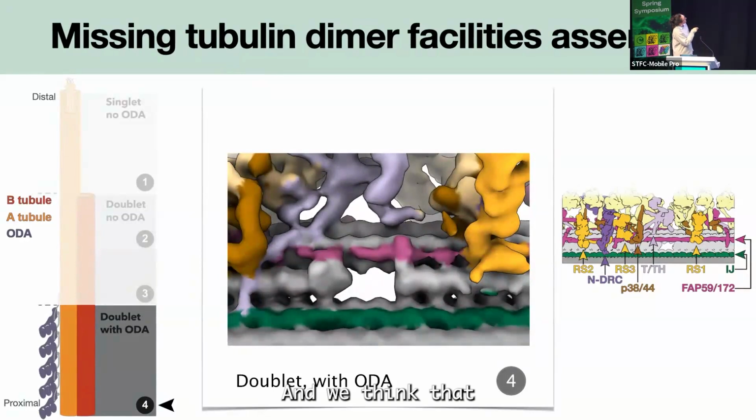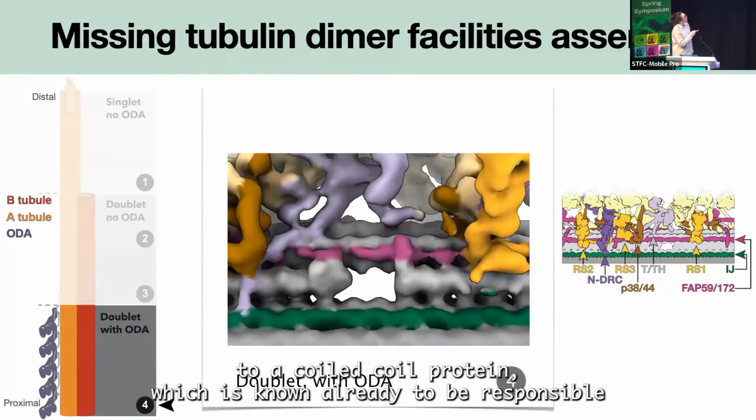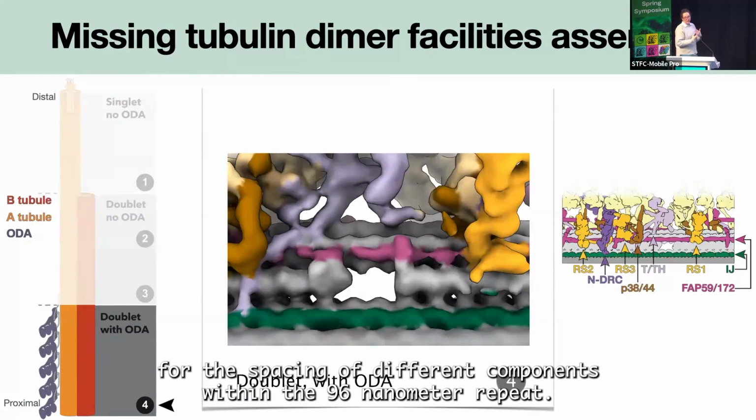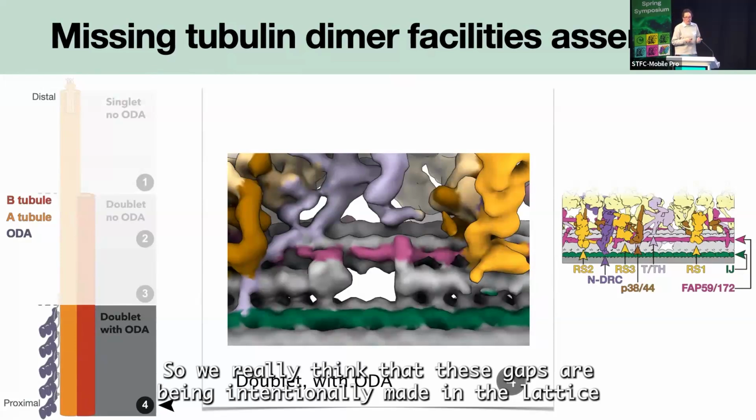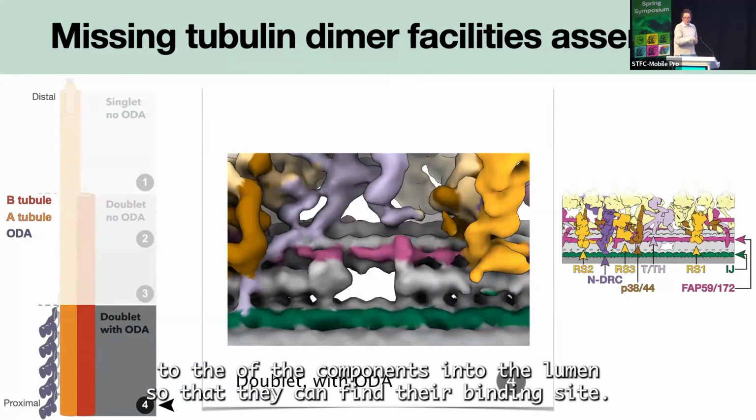And we think that, and it's also very close to this pink density, which corresponds to a coiled protein, which is known already to be responsible for the spacing of different components within the 96 nanometer repeat. So we really think that these gaps are being intentionally made in the lattice during assembly, and that the removal of tubulin dimers can allow access to the components into the lumen so that they can find their binding site.